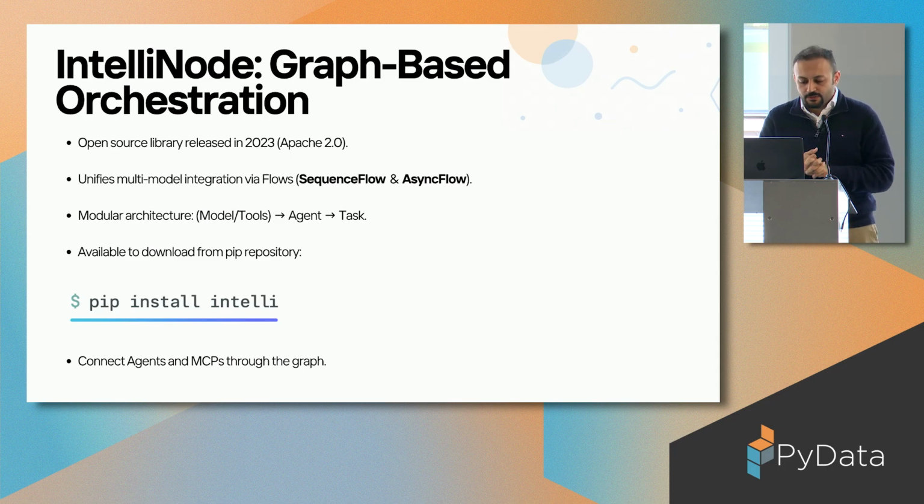This is available through a library called IntelliNode. I'm one of the main contributors for this library. It was published in 2023. It's Apache 2.0 open source. You can use it to build those graphs. It's mainly focused on this use case, to build these kinds of complex graphs. And there is sequence flow and async flow. The difference is sequence flow is for a simple use case, and async flow is if you want to run multiple things and you want to have parallelism within your implementation.